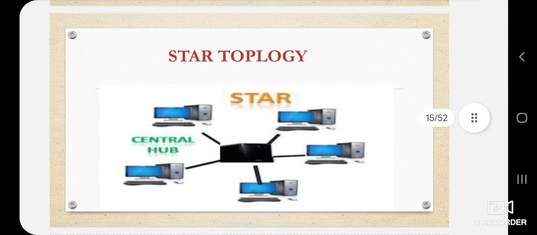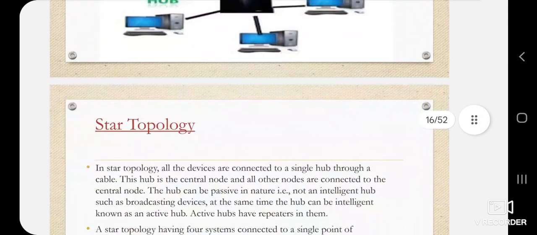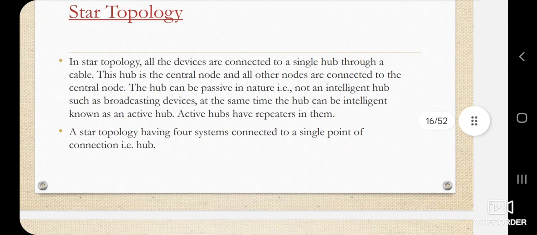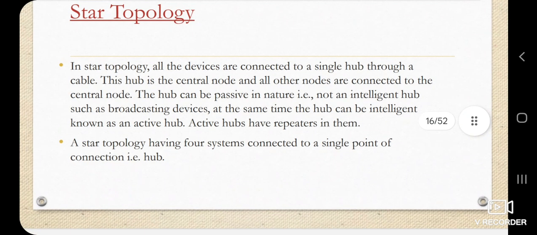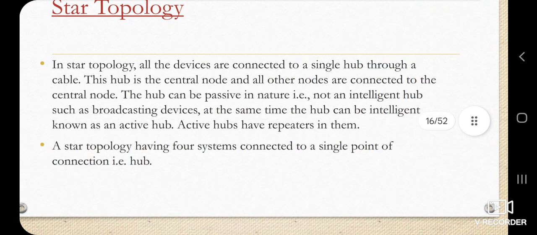Star topology. In star topology, all the devices are connected to a single hub through a cable. This hub is the central node, and all other nodes are connected to the central node. The hub can be passive in nature, that is, not an intelligent hub, such as broadcasting devices. At the same time, the hub can be intelligent, known as an active hub.